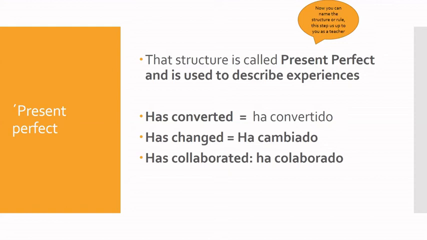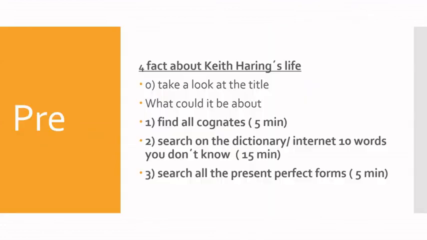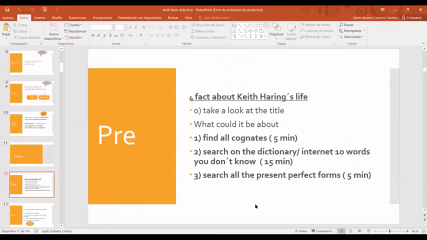And then you go into the reading. Do you remember that we needed a lot of input, and the input had to have those features? So think about this. Well, I'm going to show you the reading. So it says, take a look at the title. What could it be about? Find all cognates. This is the pre-reading. Search on the dictionary, internet, 10 words you don't know. Search all present perfect forms. So we studied present perfect. We analyzed the sentences. We summarized our findings. We gave out the rule. We gave more examples. And then I try to find those examples in a real text, right?